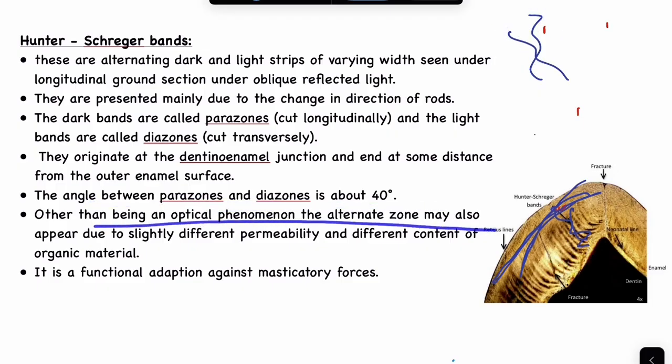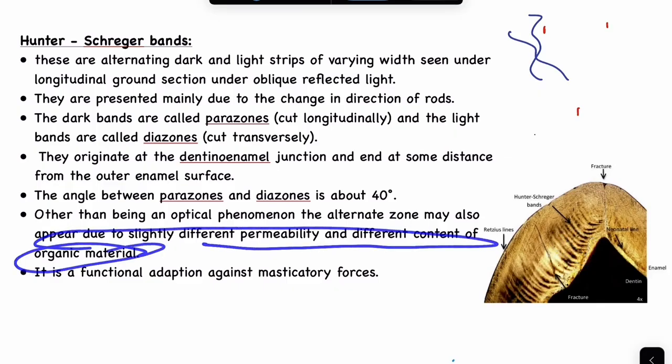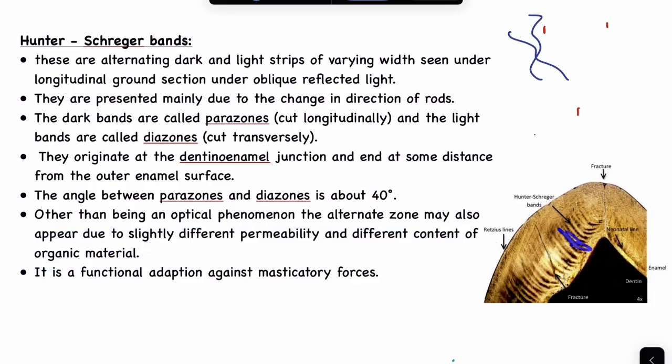Other than being optical phenomena, the alternate zones may also appear due to slightly different permeability and different content of organic material. So this is an optical phenomenon, okay, because this appears like this under the light. But other than that, the light and dark bands may also have something to do with slightly different organic content, okay. So one band might be slightly more mineralized, and the other band may be slightly less mineralized. It is a functional adaptation against masticatory forces. How is that? Because it's due to different directions of the rods, okay. And the more the rods are in random directions or intertwined, the stronger they are as a bunch. So it acts as an adaptation against the forces acting on it.